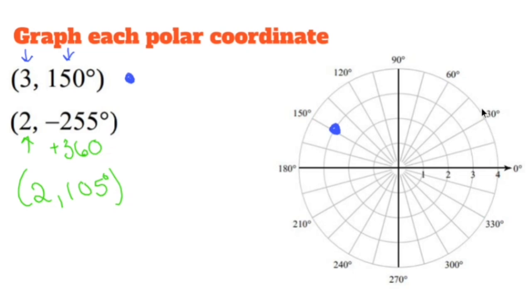So I look for 105 degrees. That's halfway in between 90 and 120. I'm going to put a dot that's 2 units away, and that's going to be that point right there. All right, so that's how you graph polar coordinates when given degrees. Not so bad.